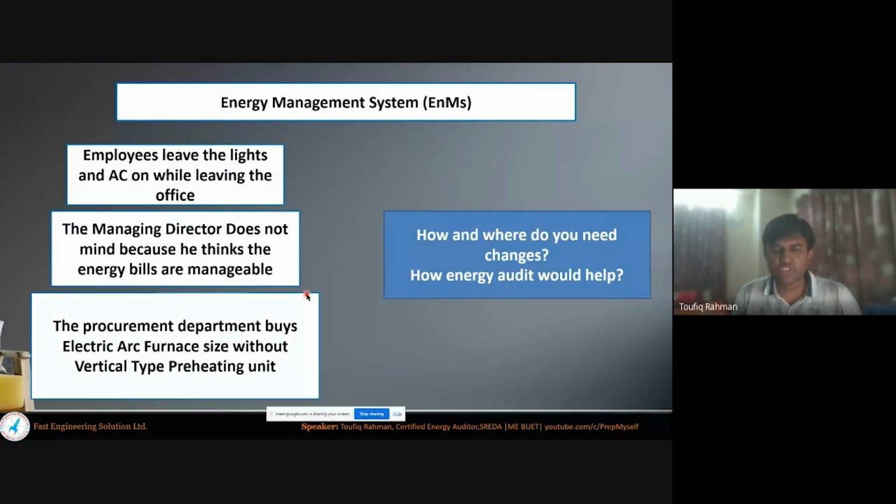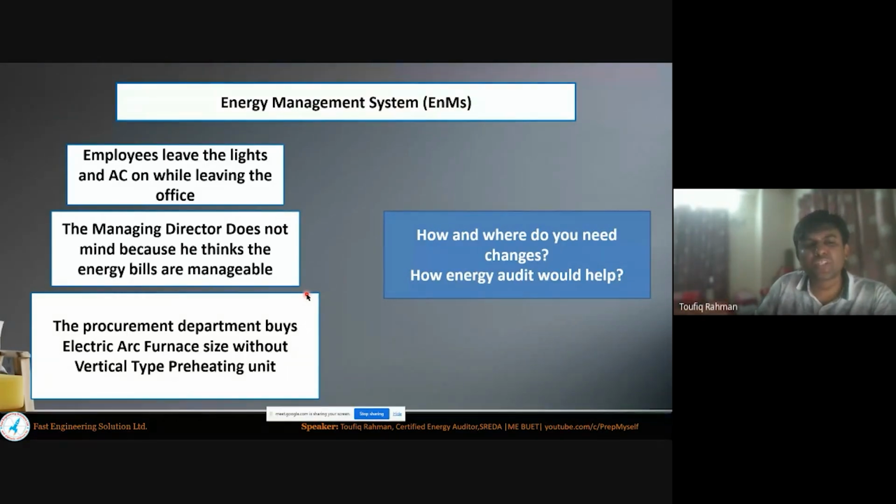I have an example here. Let's say in an industry, all employees leave their lights and air conditioners on when leaving the office. And the managing director doesn't care, because he thinks energy consumption is not important, since he has many more profits from other sectors. The energy bill is not very big, so he doesn't care.